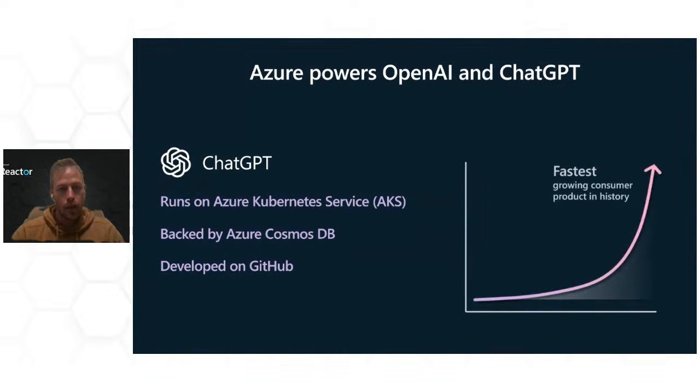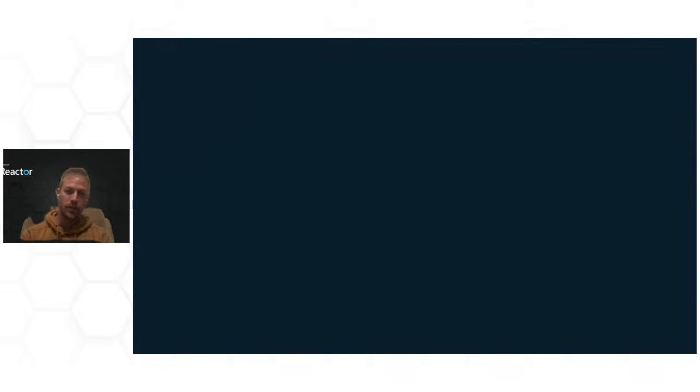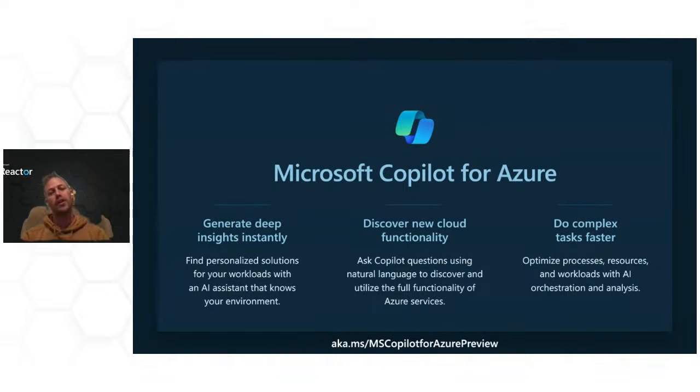Of course, this whole world is about AI. So we're very proud that ChatGPT, the fastest growing consumer product in history, is running on Azure Kubernetes Service. It is backed, of course, by Azure Cosmos DB and developed with GitHub. So we have a lot of relationship with OpenAI and the infrastructure it is running on, but we're using it also internally as part of the Azure service itself.